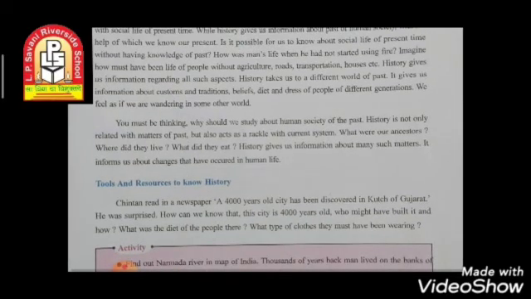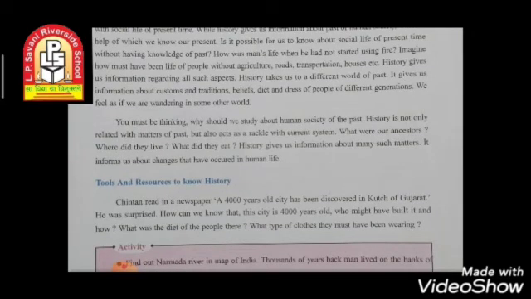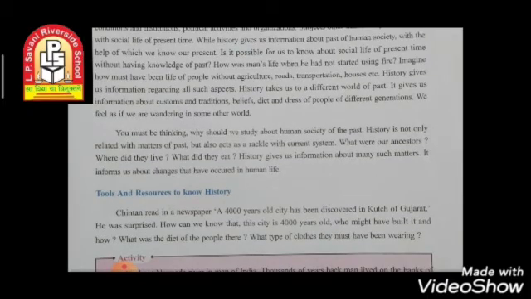Who were our ancestors? Where did they live? What did they eat? History gives us information about many such matters. It informs us about changes that have occurred in human life. So for example, history not only gives the answer to what our ancestors or the early humans did, what they used to eat, what they used to wear, where they used to live, how they used to cook their food. It not only gives this information, but it also tells how humans started changing, or how their life was made modern, right?